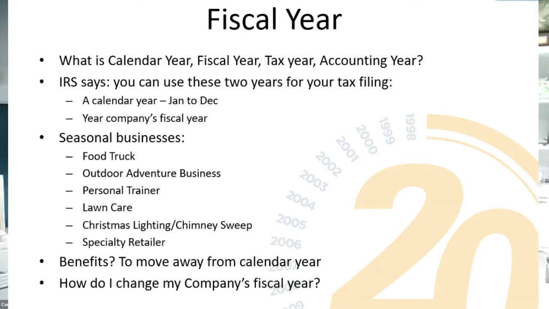So the business can choose a different year. You can call it fiscal year, you can call it tax year, you can call it accounting year, but it is not a calendar year. So the year the company chooses can be from any month to 12 months later. So you can start from February and end the next year at the end of January. You can start from November 1st and end October 31st in the following year. So that's the 12 months running, okay?